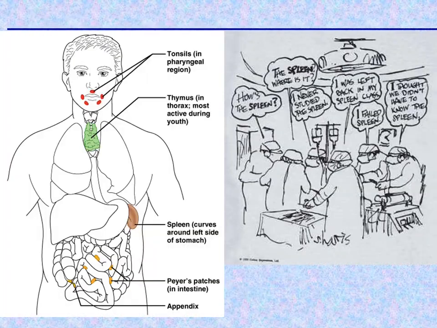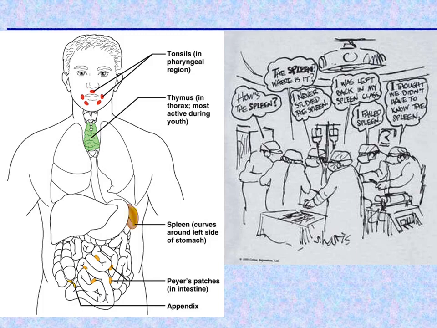Let's talk about the other ones here, the tonsils. I think there's 3 pairs of tonsils in total. There's the thymus. Spleen is on the left side of the body, just dorsal and lateral to the stomach. So this is the spleen.